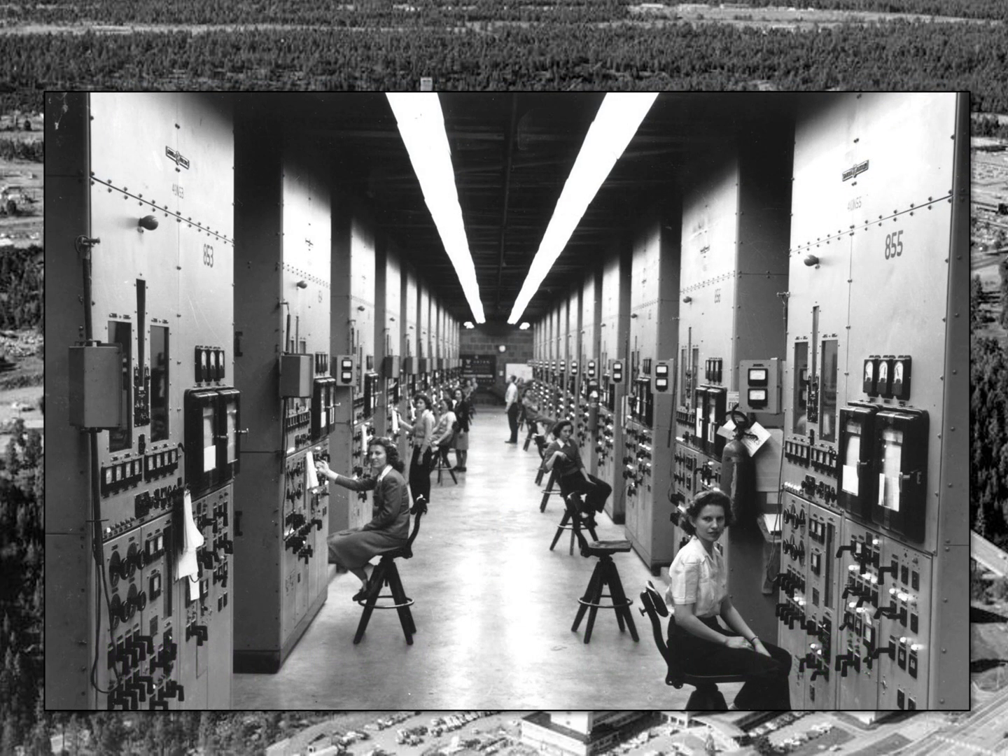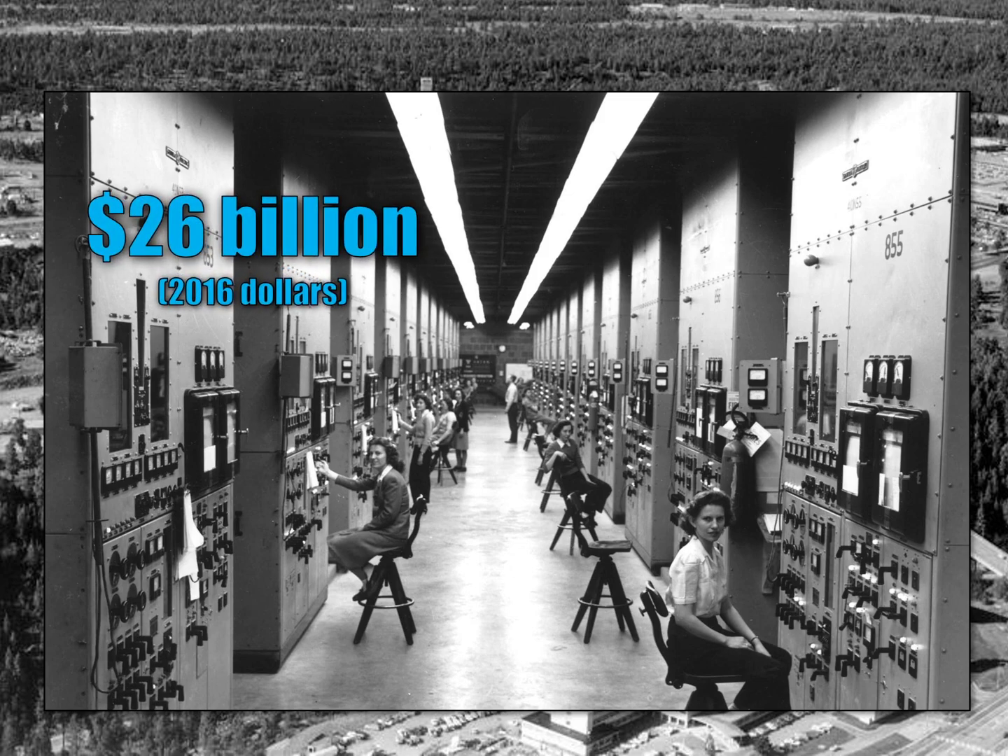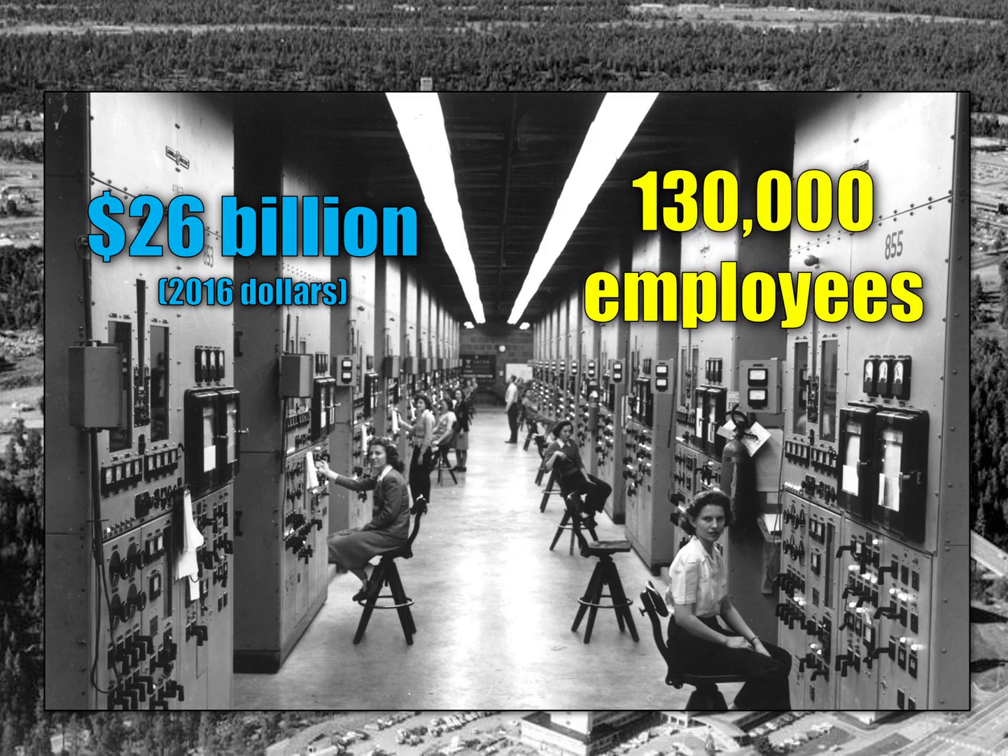Most of the people that worked in the Manhattan Project had no idea what they were doing. They were just told to twist this knob or pull this lever. They didn't actually know that they were making the nuclear bomb, that what they were doing was leading towards the development of the nuclear bomb. The project cost about $26 billion in 2016 dollars. It's a pretty large cost. And at the height of the project, they had 130,000 employees.